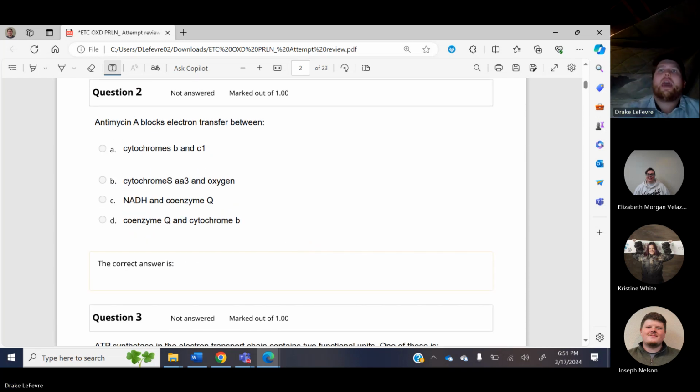Okay. Antimycin A blocks electron transport between which of the following? Cytochromes B and C1, cytochromes A and A3 and oxygen, NADH and coenzyme Q, or cytochrome B? B and C1. The answer is B and C1.